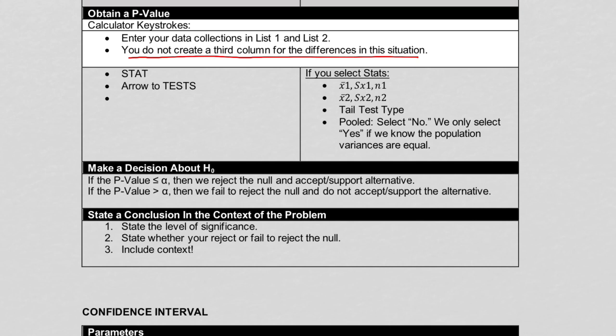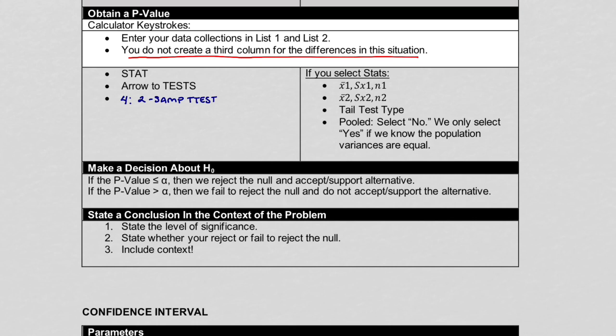So once we have entered our data into list 1 and list 2, we are going to go ahead and go to stat, and we're going to arrow over to option number 4, which is going to be a 2-sample t-test. Once you go in there, if you have the stats option, you would be entering in basically the sample mean, sample standard deviation, and sample size for each group. So those are the first 2 bullet points.